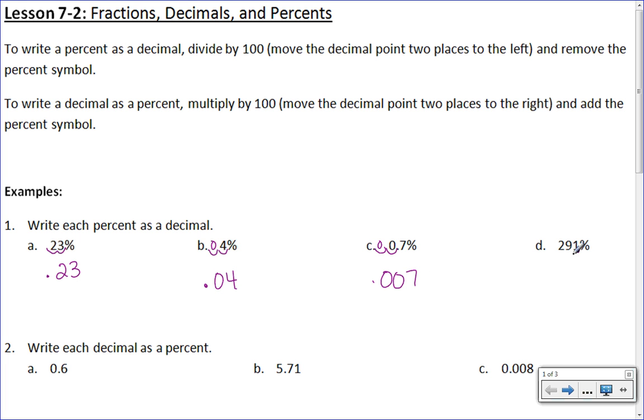And for D, 1, 2 places, this is 2.91. Notice that most of these decimals are less than 1, except for this last one. Because this was greater than 100%, the number written as a decimal is greater than 1.